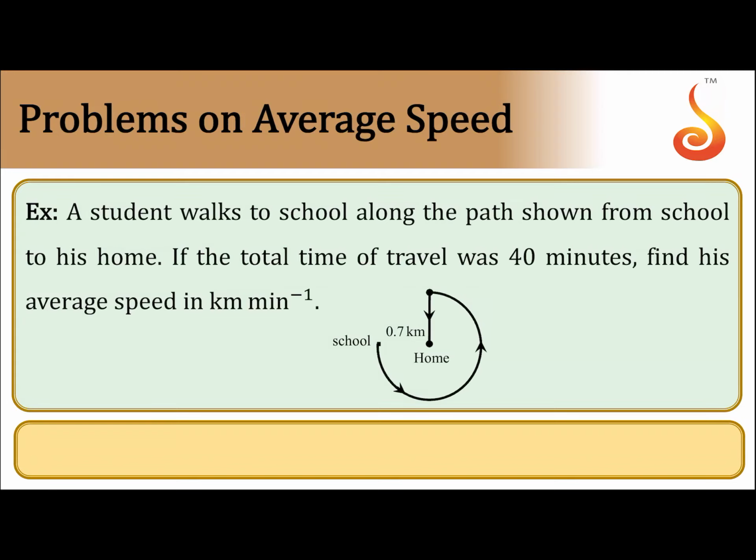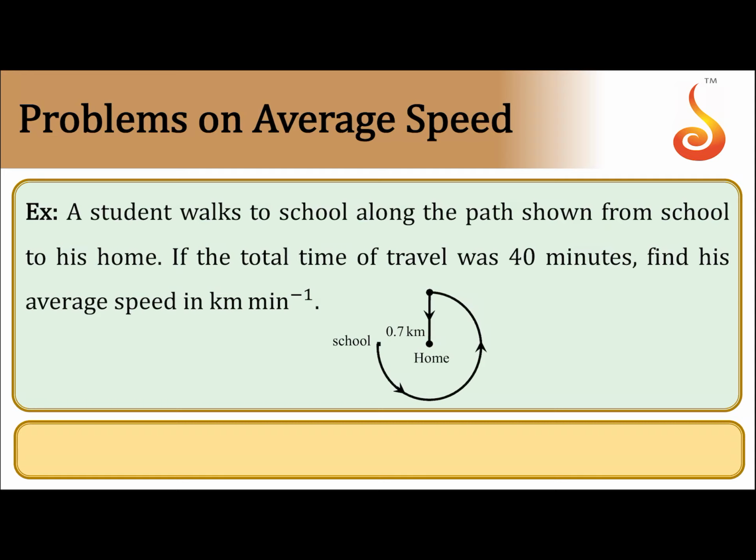Okay, here is a problem on average speed calculation. A student walks to school along the path shown from school to his home. If the total time of travel was 40 minutes, find his average speed in kilometer per minute.